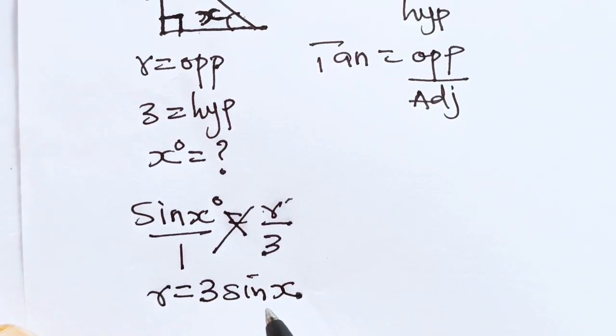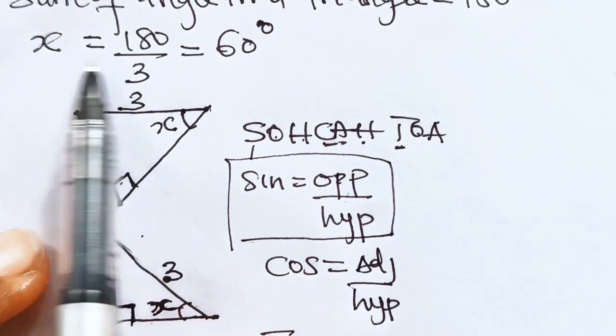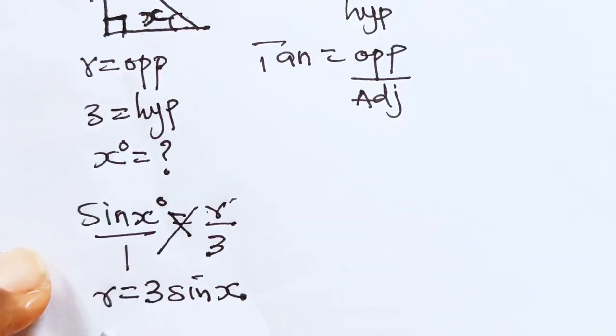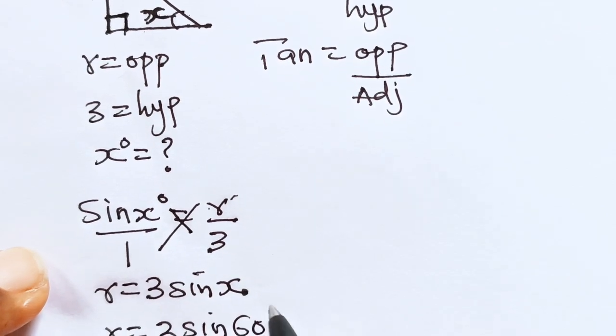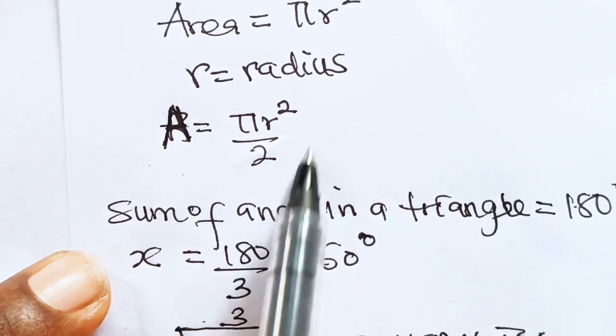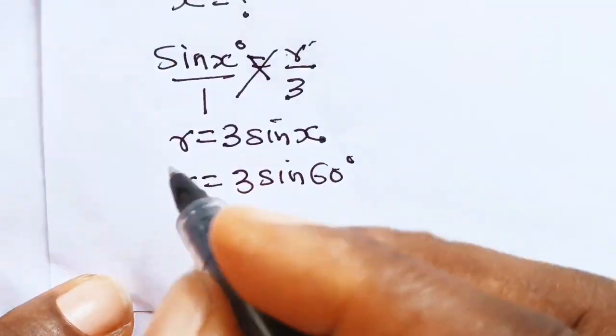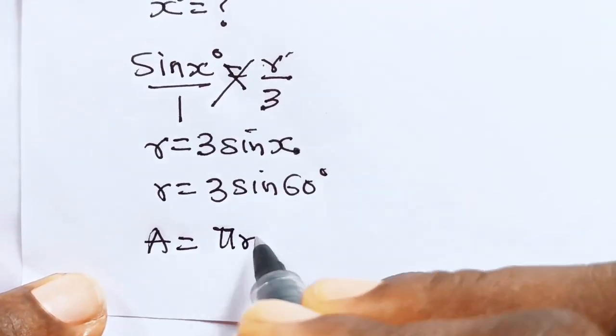Now remember that our x is 60 degrees. This is where we said it. X is 60 degrees. So r is equal to 3 sine 60 degrees. Now we know the value of r. Let's go back to the area. The area is pi r squared divided by 2, right? So we have area is equal to pi r squared divided by 2.